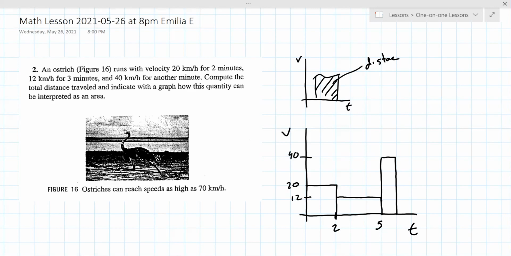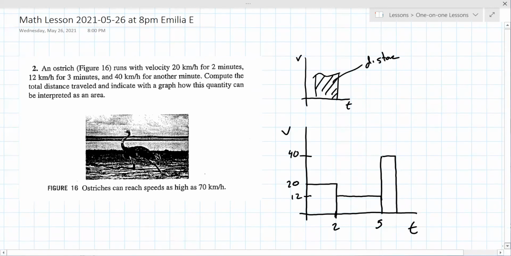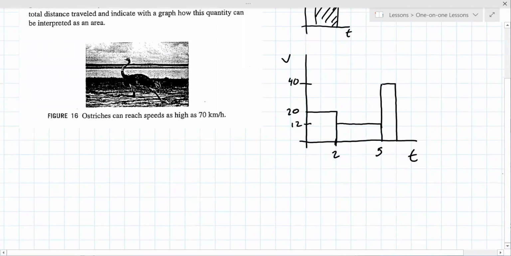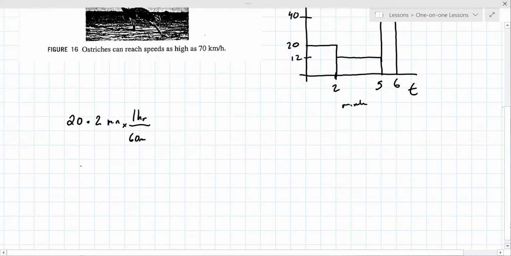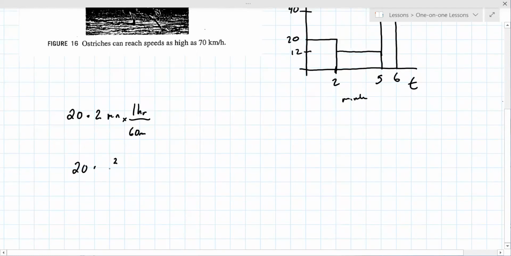Okay. So there's 3 rectangles here. So we've got to find the area of each rectangle. The area of the first rectangle would appear to be 20 times 2, but this 2 is in minutes, and the kilometers are in kilometers per hour. So it's 2 minutes times 60 minutes and 1 hour. Okay. So in short, it's 20 times 2 over 60.